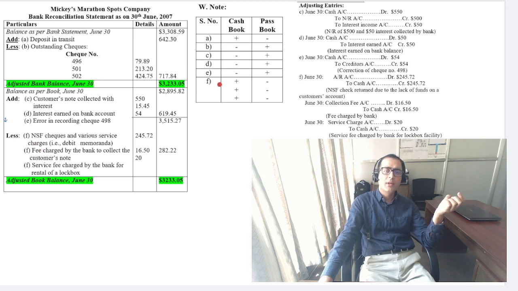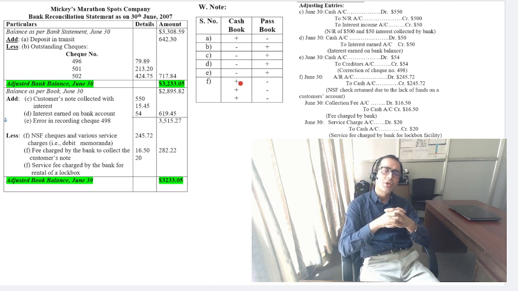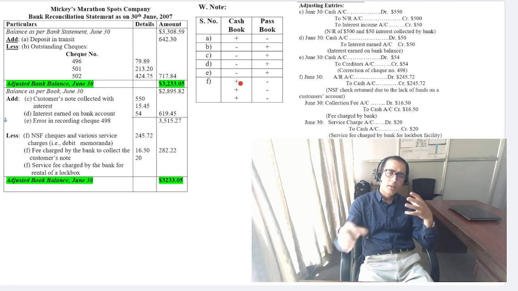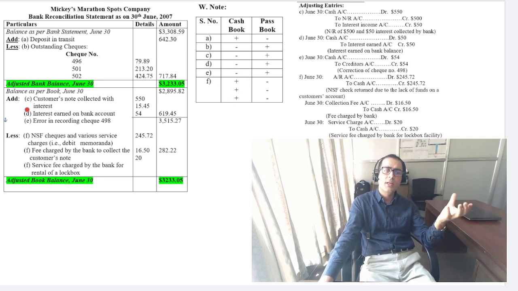NSF check, that is F. NSF check means the seller received a check from the customer, and the customer's payment was recorded as plus. But when the seller reached the bank, he came to know that there is insufficient balance, not sufficient balance. So this is plus, this is minus. Now look at the situation of the passbook, since you need to adjust under the company. So this is minus, and NSF check.